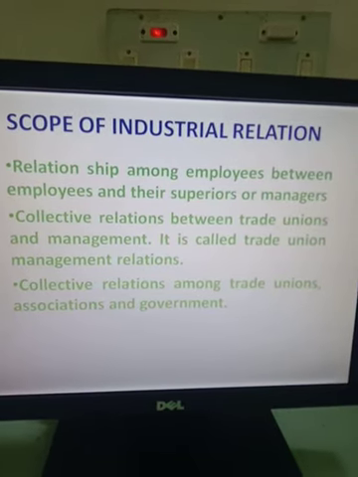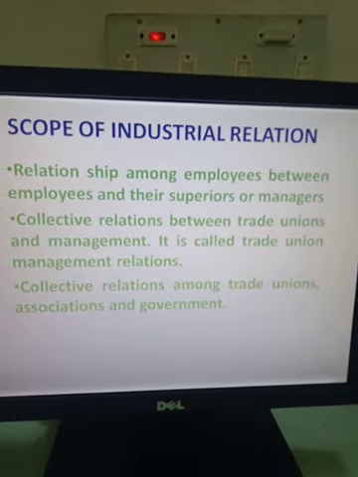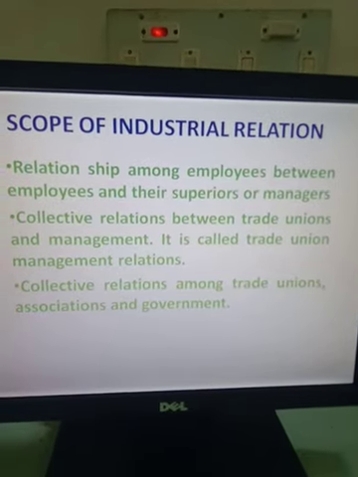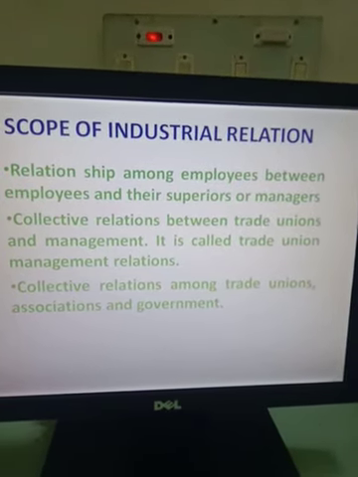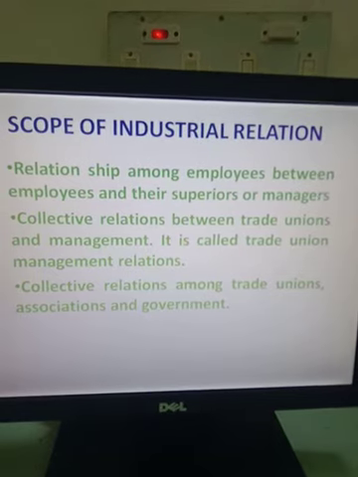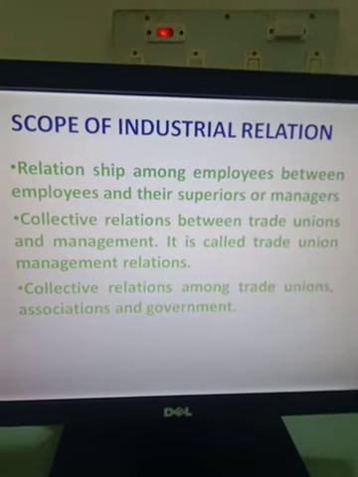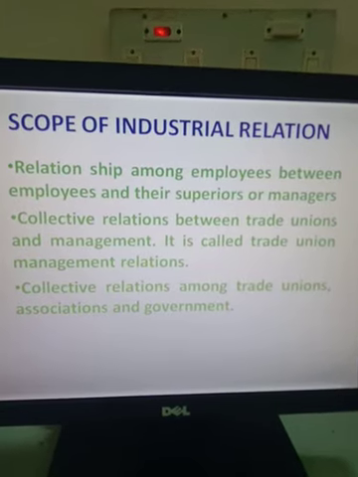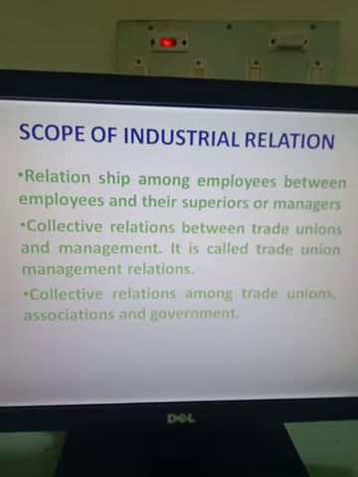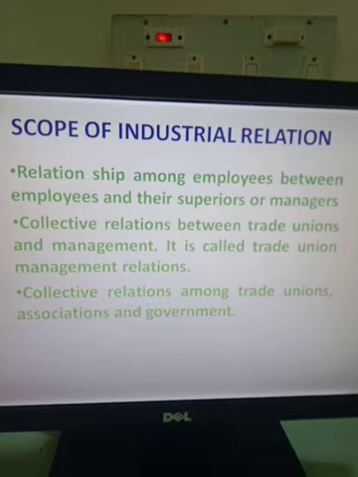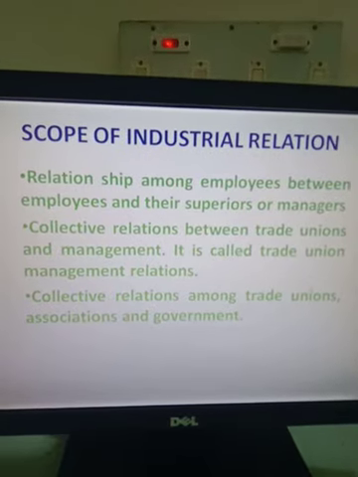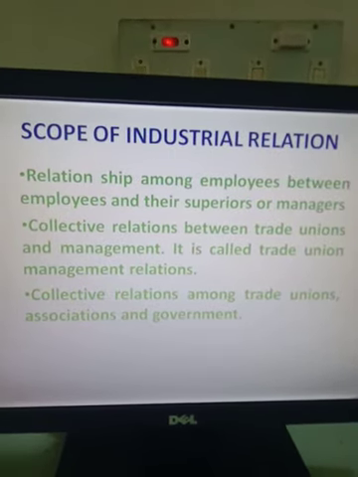Who are the unions? The group of employees who form together to work, those persons are called unions. Trade means business, so they are ready to do the work in the industries and make the production, and for that purpose they are called trade unions. So between the trade unions and management, trade unions are the group of employees who are working in the industries. The collective relations between trade unions and management are called trade union management relations.